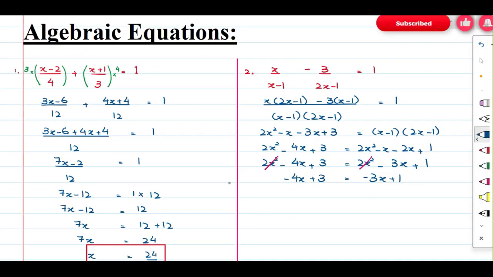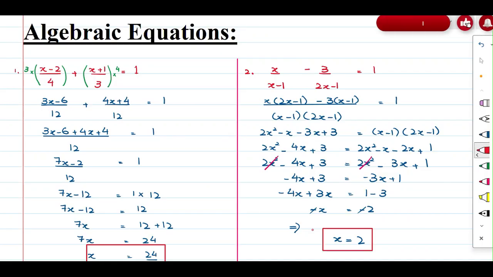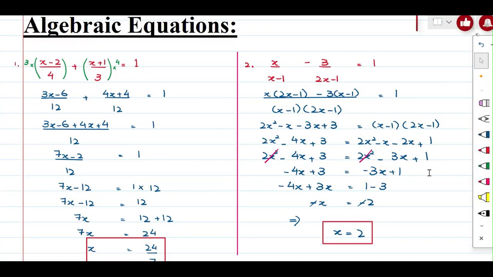Now combining the x terms on the left, minus 4x and minus 3x shifted to the left becomes plus 3x, and here we have 1, 3 shifted to the right becomes minus 3. Minus 4x and plus 3x is just minus x, and here you have minus 2. Negative sign is cancelled out with negative sign, so the simplified answer for that algebraic equation is x equals 2. All right, now let's do some word problems related to the algebraic equations.